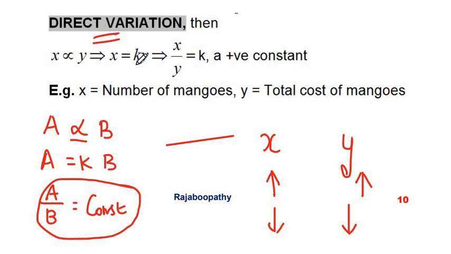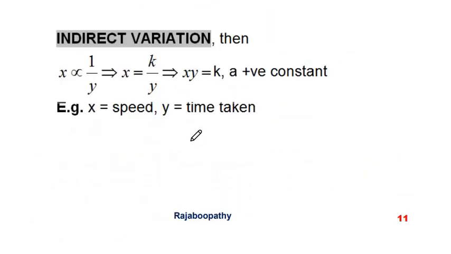So how to find direct variations? Whenever the ratio A by B is constant for the two parameters, then it is called direct variation. I will explain this. For example, the number of mangoes and the total cost of the mangoes are in direct proportion. I will tell you the examples. First we will see indirect variations.